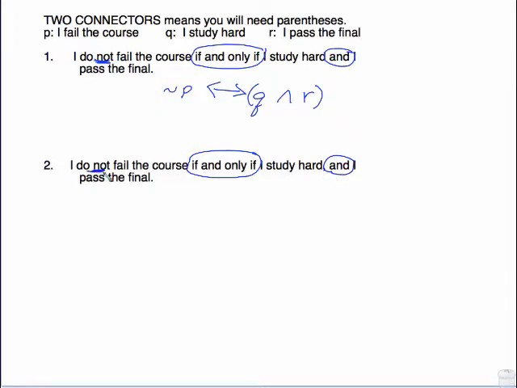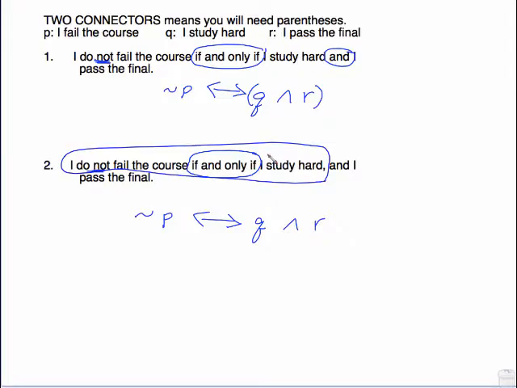Go back and underline the not. So if and only if was our double arrow. I do not fail the course, that's still not P. I study hard, which was Q, and I pass the final. Oh, gee, that looks a whole lot like the other one. But if I erase this, you can see that we had a comma right there. That comma supersedes all. That comma makes all of that go together in parentheses. So I do not fail the course if and only if I study hard. That's in parentheses together because of the comma, and I pass the final. So notice the P, Q, and R are all in the same positions, but the parentheses changed.